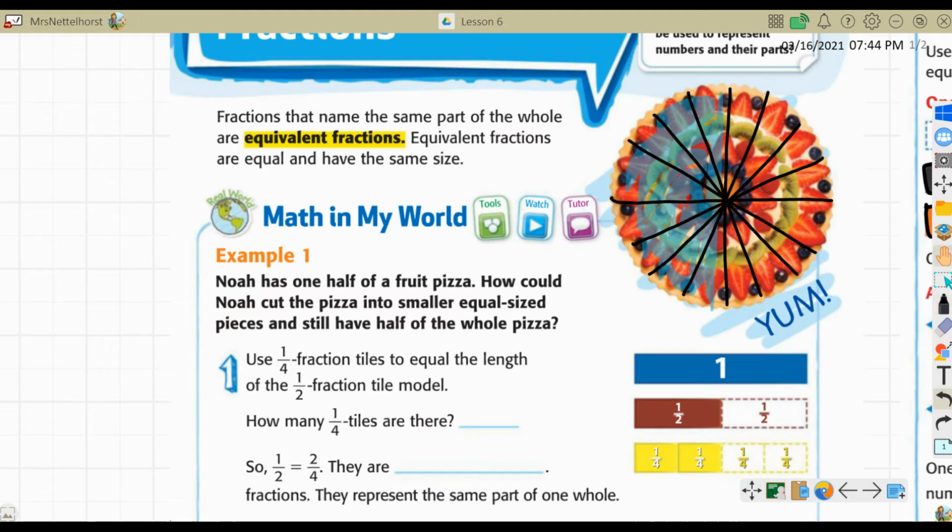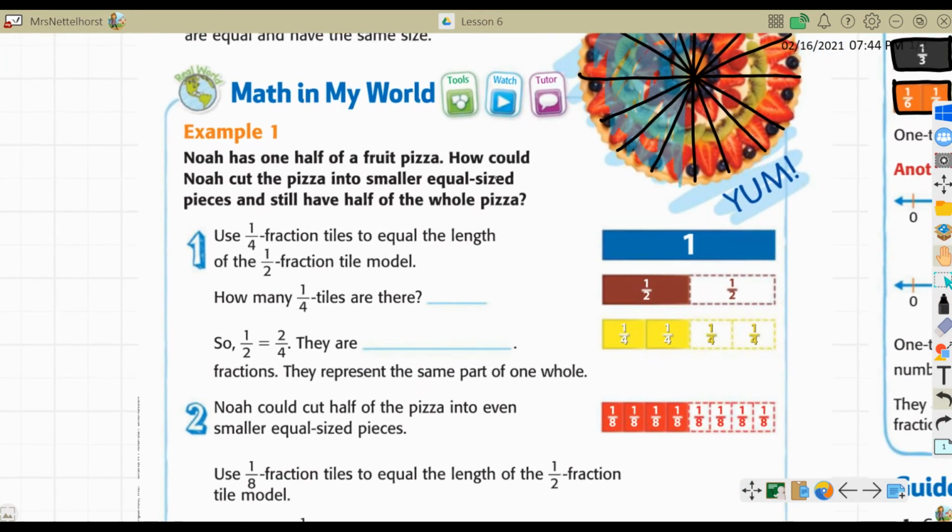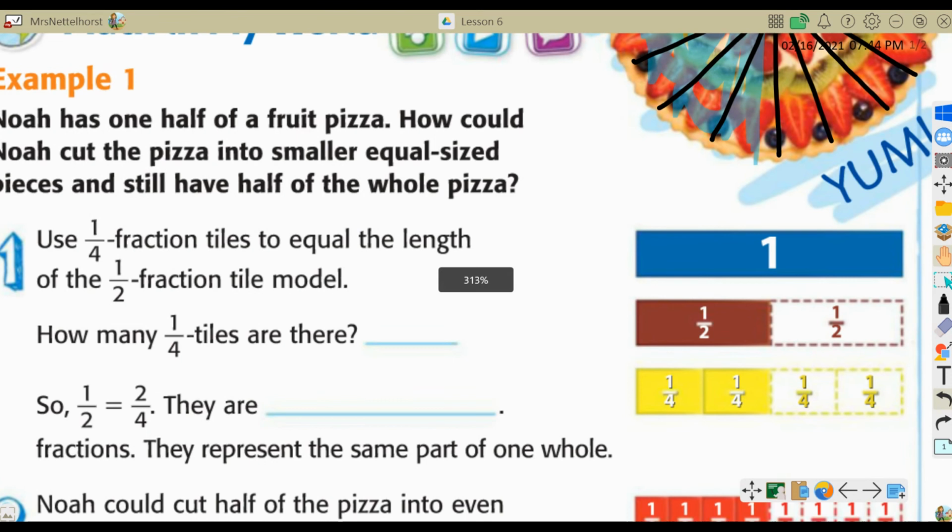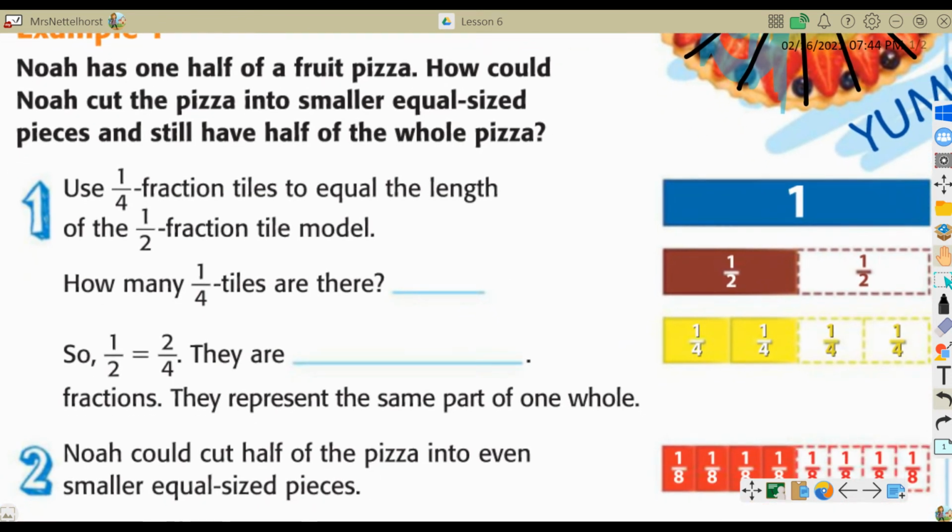Okay, so let's do the work we're actually here to do. Use 1/4 fraction tiles to equal the length of the 1/2 fraction tile model. So how many 1/4 tiles are there? Here you have one whole, because we compare everything to the whole. We have 1/2 shaded in here, and we want the same amount of quarter tiles as we have half tiles. And if you see right here, they both come to here. So they are the same size.